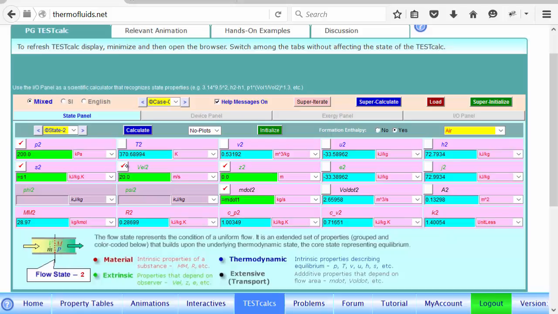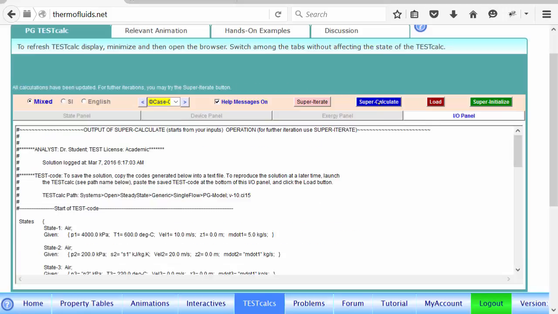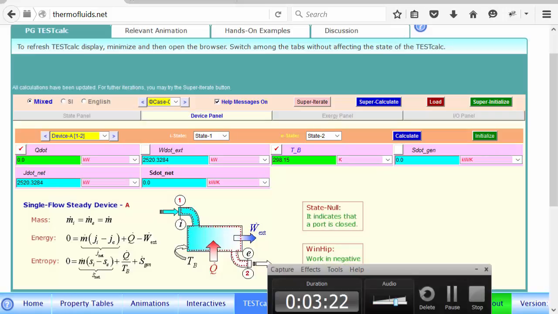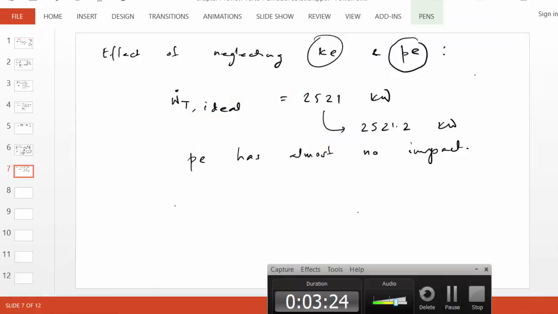Obviously, in your manual solution, the turbine power will be m dot times J1 minus J2, which will include kinetic energy now, instead of H1 minus H2. So if you do a super calculate, let's find out what the result is. 2520.3 again. So it's barely any difference at all.